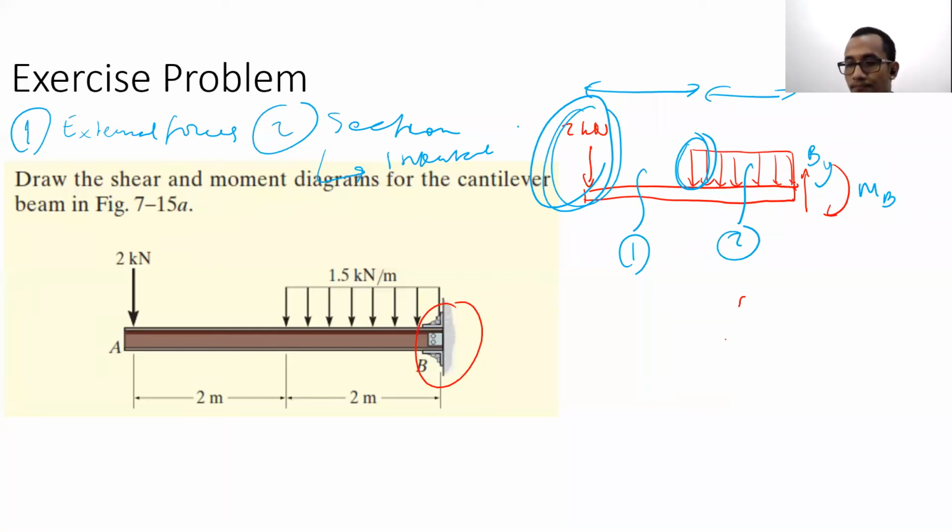Hello, Sabina? By using sigma moment. Yeah, sigma moment is to find MB, but how about By? And sigma Fy. Okay, yes, correct. Sigma Fy equal to 0 to find By. What do you have there for sigma Fy equal to 0?